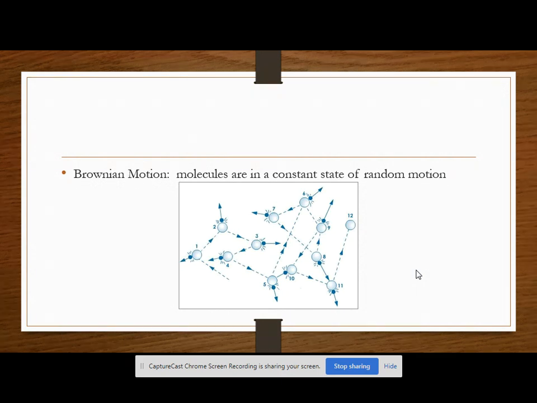Okay, Brownian motion, and this is a nice vocab term. It basically says that molecules are constantly in a random state of motion. So even a solid will have its molecules move, not very fast, not as fast as what would be in a gas, but molecules are constantly in motion. You can see in this picture, here's a particle, and you can see this constant motion going on, the different arrows. You can see where they were and where they're going. So molecules are always in motion.